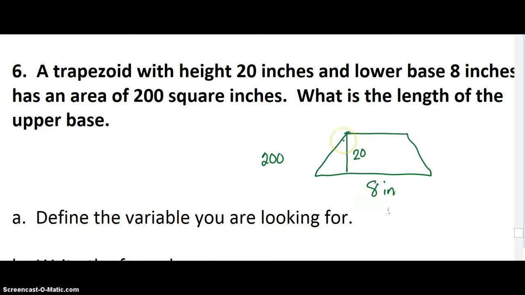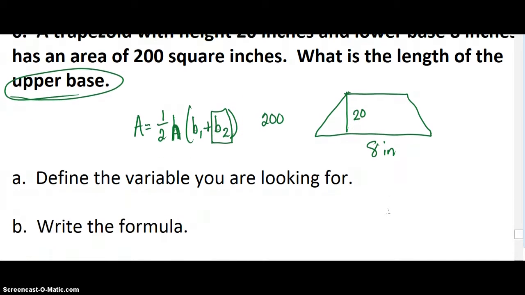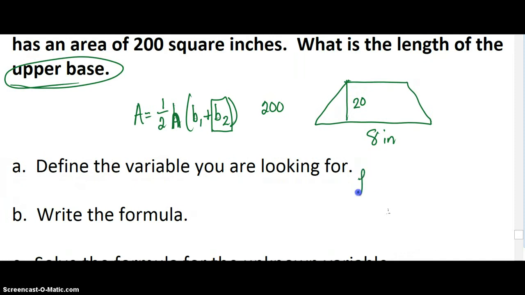And I may have drawn this upside down dependent on what we find out for our length of the upper base. The formula for area of a trapezoid: area equals 1/2 of the height times base 1 plus base 2. And we want to solve this for base 2 before we get started. So let's let x equal base 2. That would be just fine. So our formula, which we just wrote right here, and now we're going to solve for base 2.